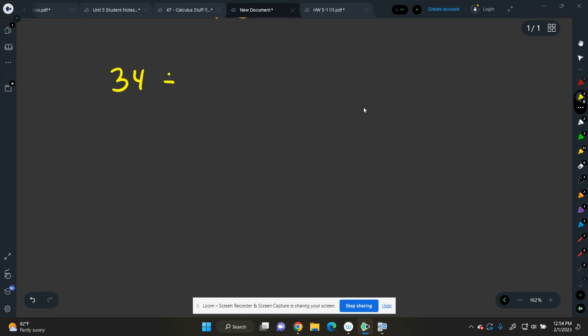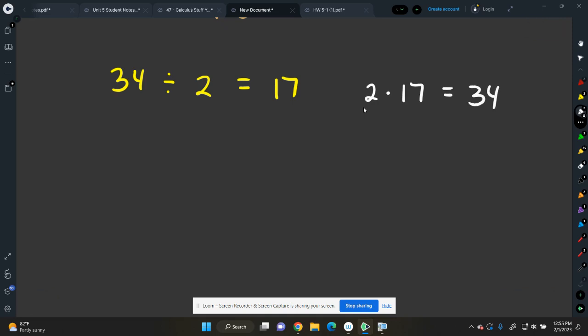34 divided by 2. What does that equal? 34 divided by 2. Come on, wake up. 17. What does that mean? 2 times 17 equals 34. What else does it mean? 2 and 17 are factors of 34.